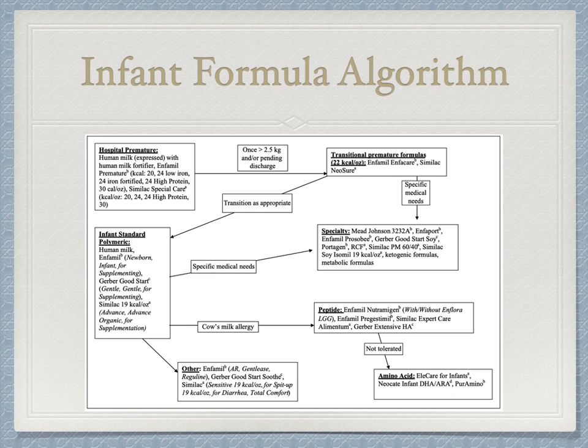Other formulas that you might see are the ones that remove the lactose. If you go down to the other box on the bottom, you'll see the Enfamil AR, which is a thickener formula with rice added to it. Gentlease Regulin is similar. The Gerber Good Start Soothe, also similar. Then you've got Sim Sensitive, 19 cal per ounce, which is a lactose-free formula, and Similac Total Comfort, which has the casein removed and a whey hydrolysate for the protein component there. We've had pretty good luck with kids tolerating this in the NICU if we don't want to go all the way to a peptide formula.